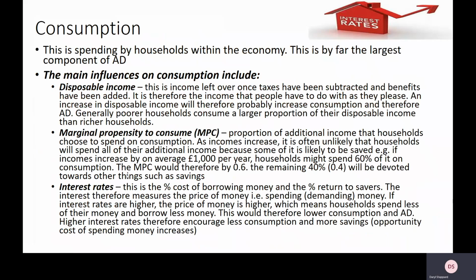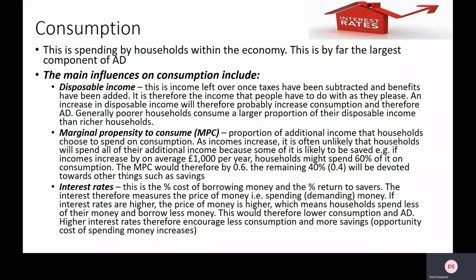Right, here we go. Now, what we said before was that consumption is spending by households on goods and services, and it's by far and away the biggest component of aggregate demand. Now, you've got here some causes of an increase in consumption. So look at the first one I've put down there, disposable incomes. A disposable income is the income that people have left over once they have paid their taxes and once they have received their government benefits.